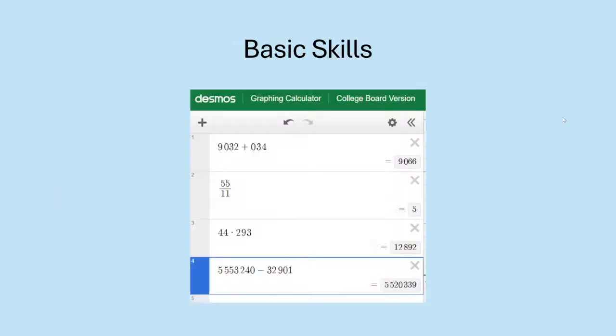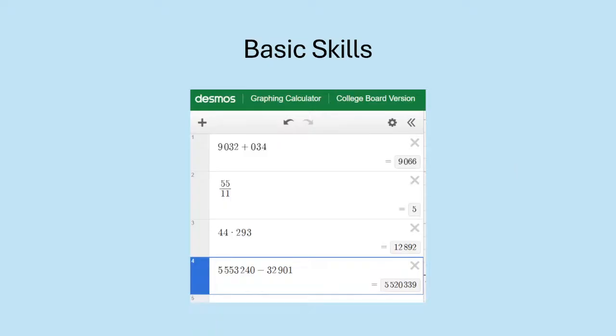We're going to start with our first basic skill. Desmos is a calculator. It's a graphing calculator, and it has more functions, but you can add to it. So we have 9,032 plus 34 equals 9,066. You can subtract from it on the fourth line. So we have this absurd number minus 32,901, and then it will give you that output. Same thing with multiplication and division. Essentially you can use it like a calculator.